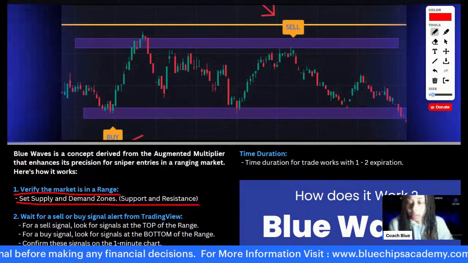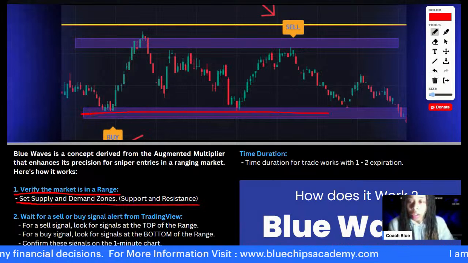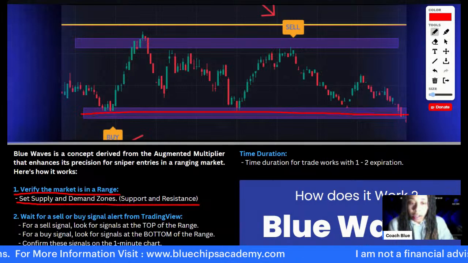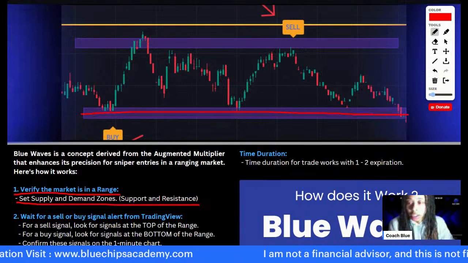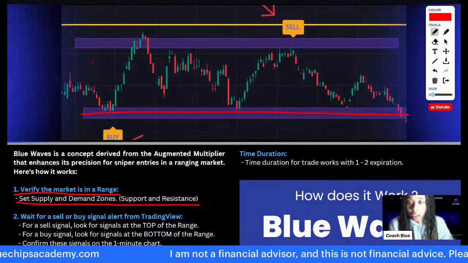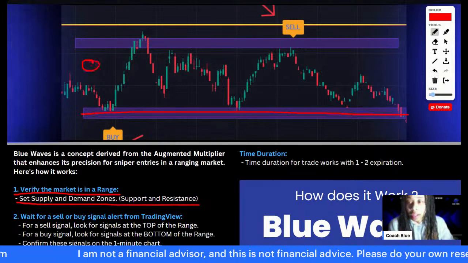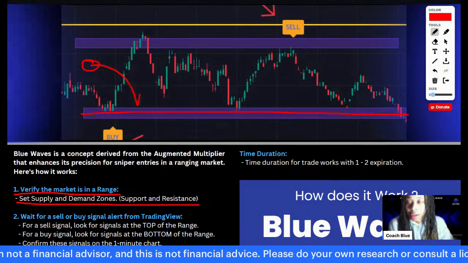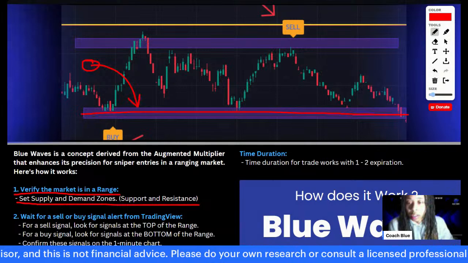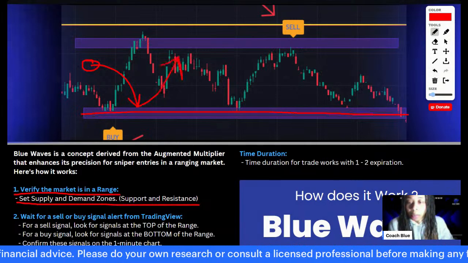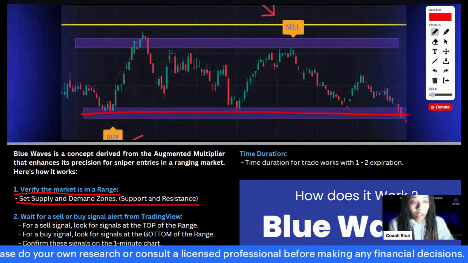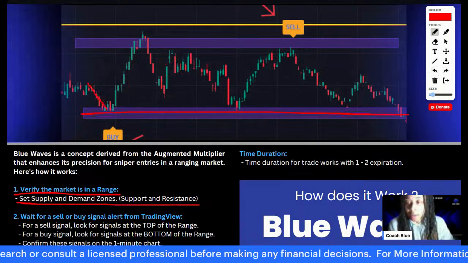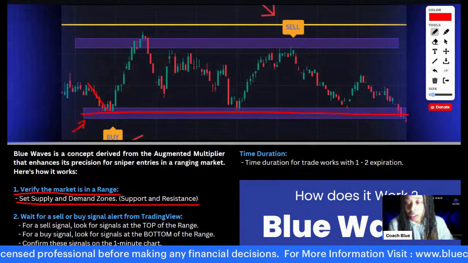Okay, so your demand zones are down here as support. So I call this the floor. Think of it as if you have a ball and you throw the ball down to the floor, the natural reaction is for the ball to go up. So when you're looking for buys, you're waiting for price to come down to the floor, because with buys, you want price to go up.